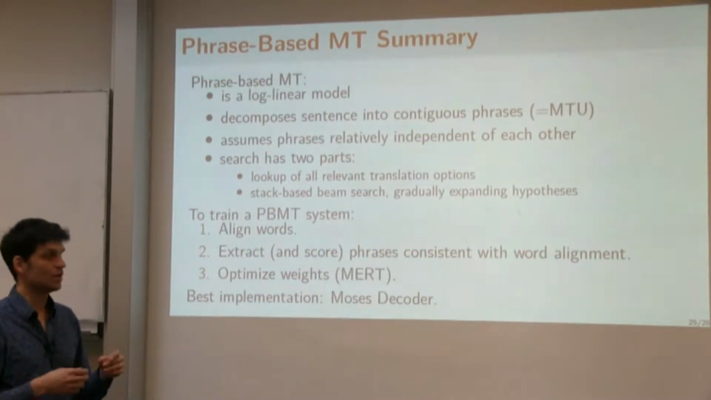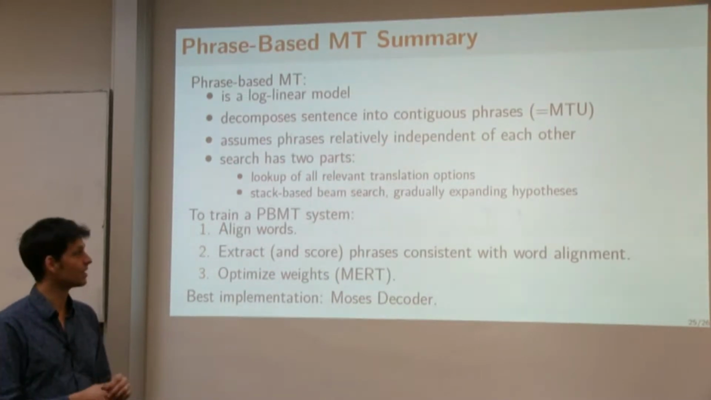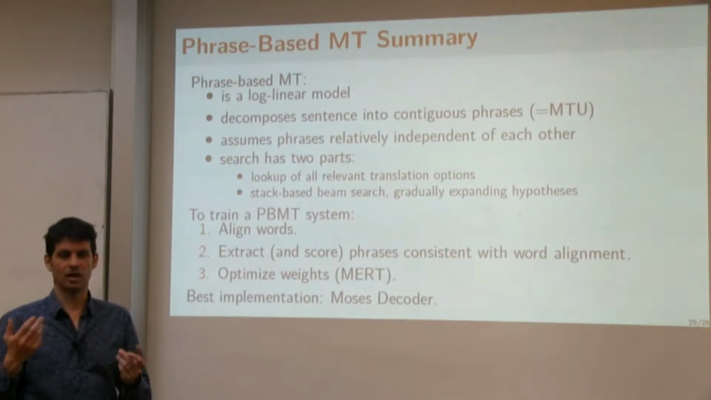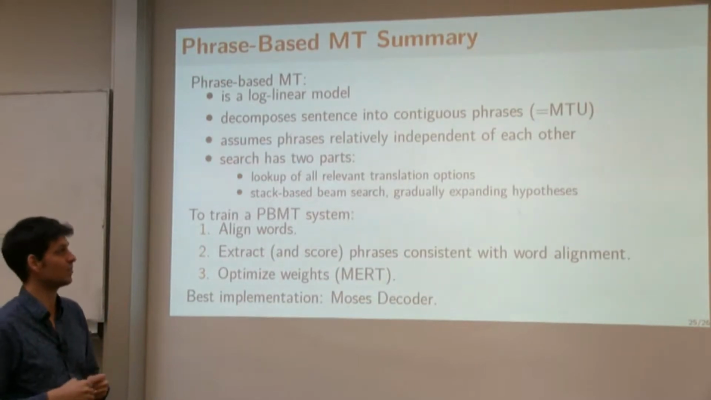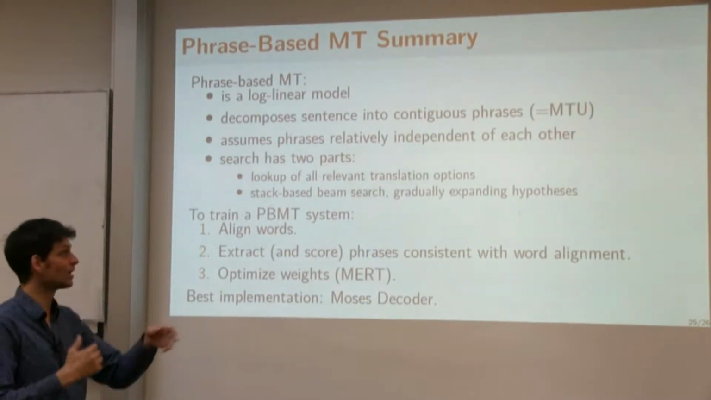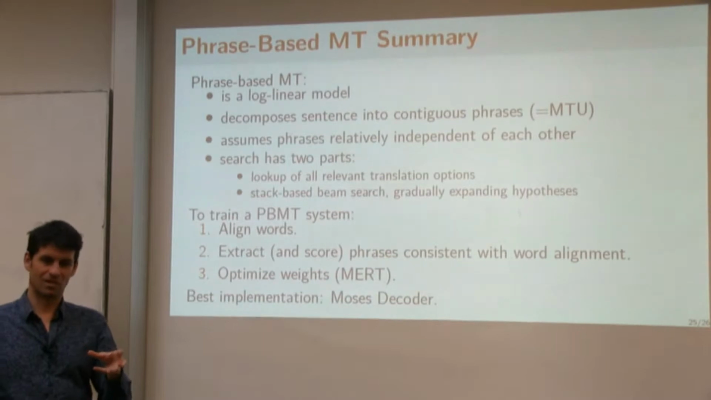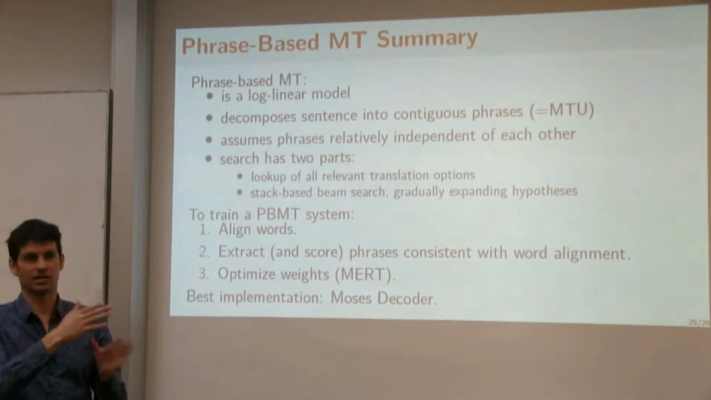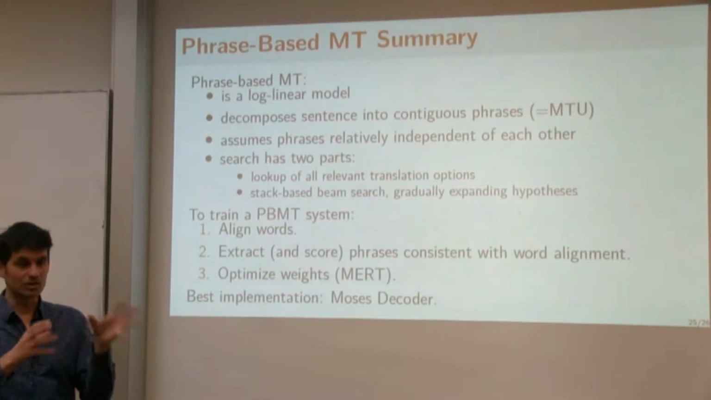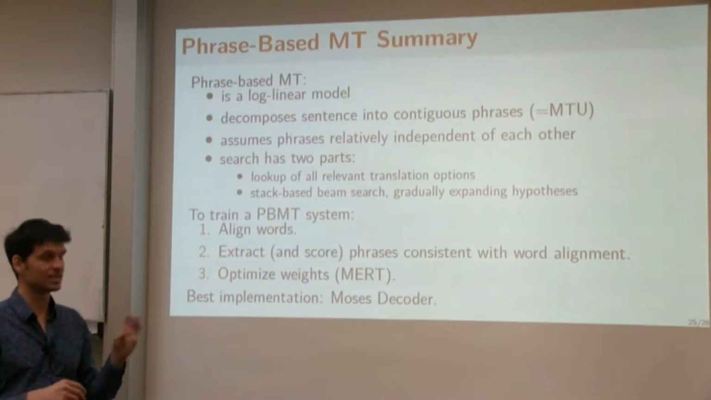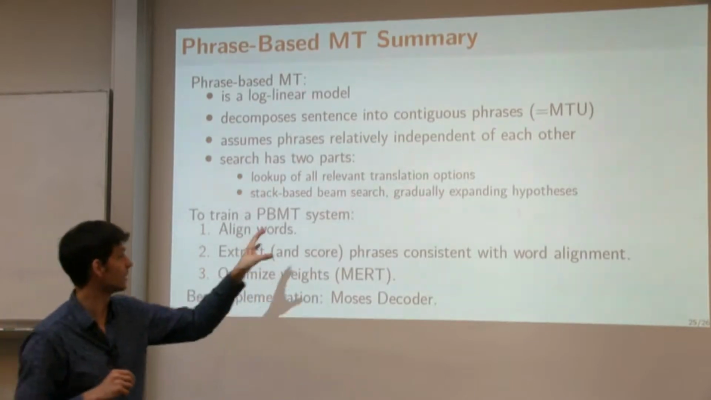The search has two parts. The first part is just lookup of which of these puzzle pieces are relevant for the input sentence. So, for example, the same phrase can appear several times if there is the same word repeated in the input sentence. So the same phrase becomes multiple translation options. Translation options are phrases identified and located as possible candidates for spans of the input sentence. And then these translation options are considered in the main part, which is the stack-based beam search, where you are putting these pieces together, deciding on their reordering, gradually expanding the hypothesis.